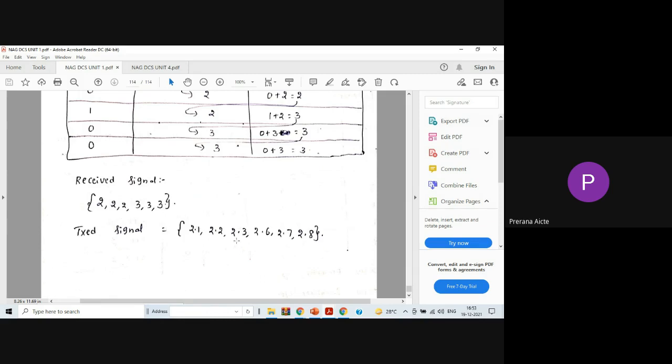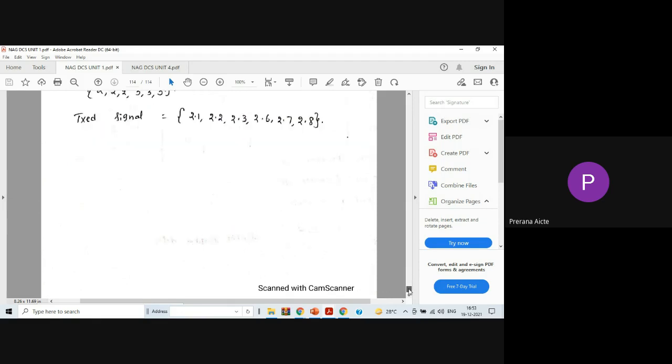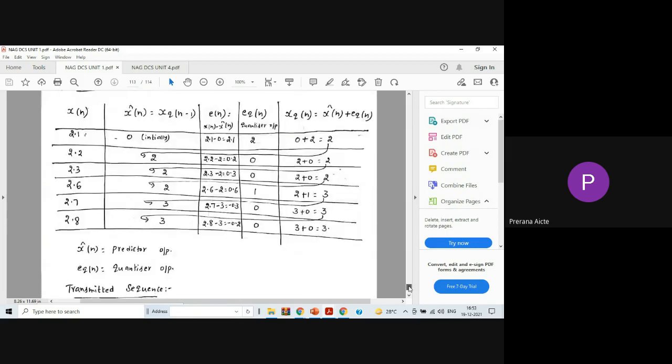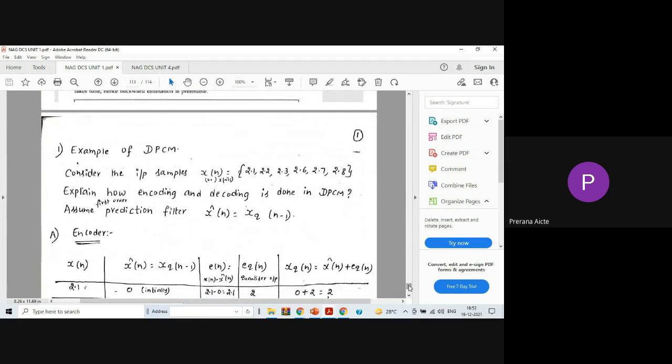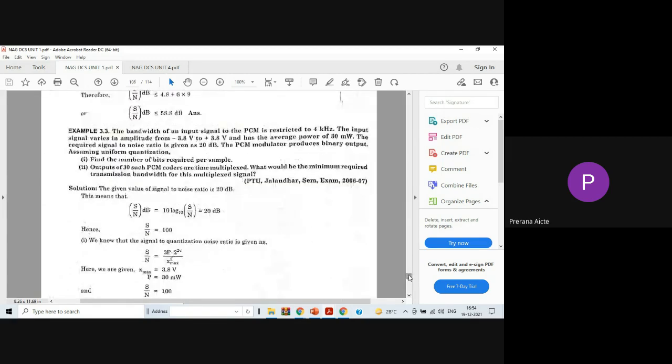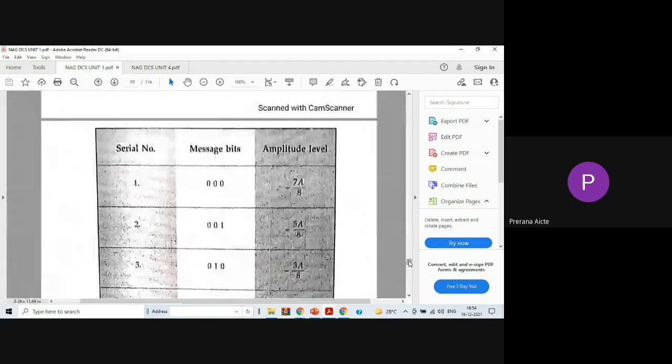So now the transmitted signal is this one. What is the difference between here and here? There should be the quantization error. 2.1 minus 2, 0.1, and 3 minus 2.8, which is 0.2. In this way, we can perform differential pulse code modulation. Okay. In this way, we can perform the data processing in DPCM, that is differential pulse code modulation. Okay. So that is about differential pulse code modulation.